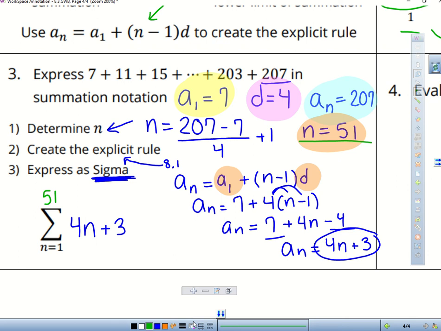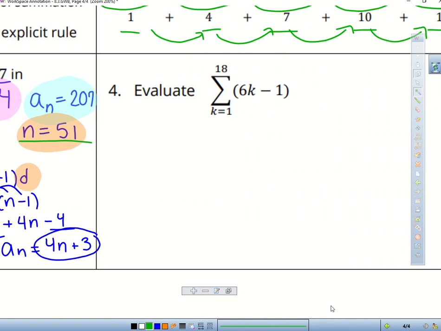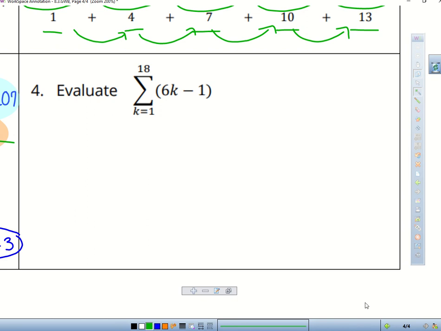Okay. Next thing we're going to do over here is actually evaluate one of these. Now, if it starts at 1 and the upper limit is 18, how many times would we have to be plugging in here? 18 times. That's a bit much. So I'm going to show you an alternative. Okay?